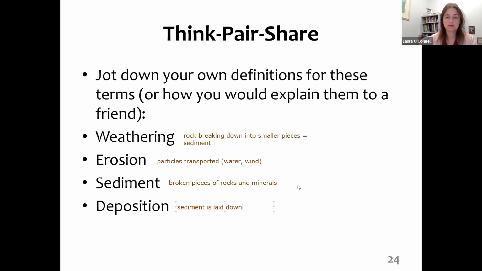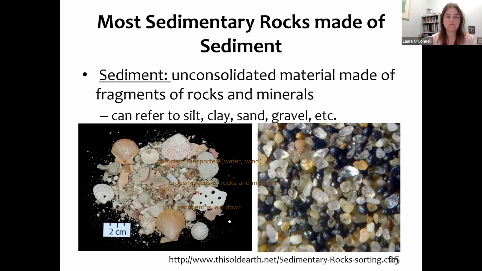I guess I need to erase these guys. Okay. Anyways, so sediment: unconsolidated material made of fragments of rocks and minerals. That's pretty good. So here's some examples. We've got some nice shells over here from the bottom of the sea. We've got some sand grains. This is kind of a close-up under a microscope of some sand. But I have some sand here from Fort Myers Beach, Florida in my bag. Very fine sand. I also have some shelly gravel material from the Florida Keys that has pieces of coral, pieces of snail shells, and things like that in it. So those are some examples of sediment.